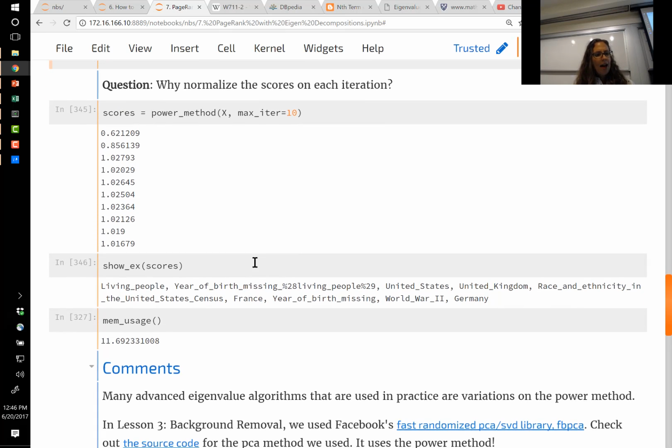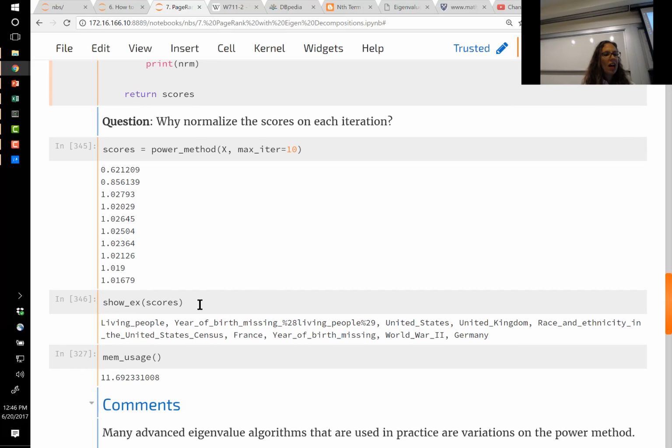And so then here we can check what the scores are that we get. Here we've done it for 10 iterations. And the top pages are living people, year of birth missing, United States, United Kingdom, race and ethnicity in the United States, census, France.